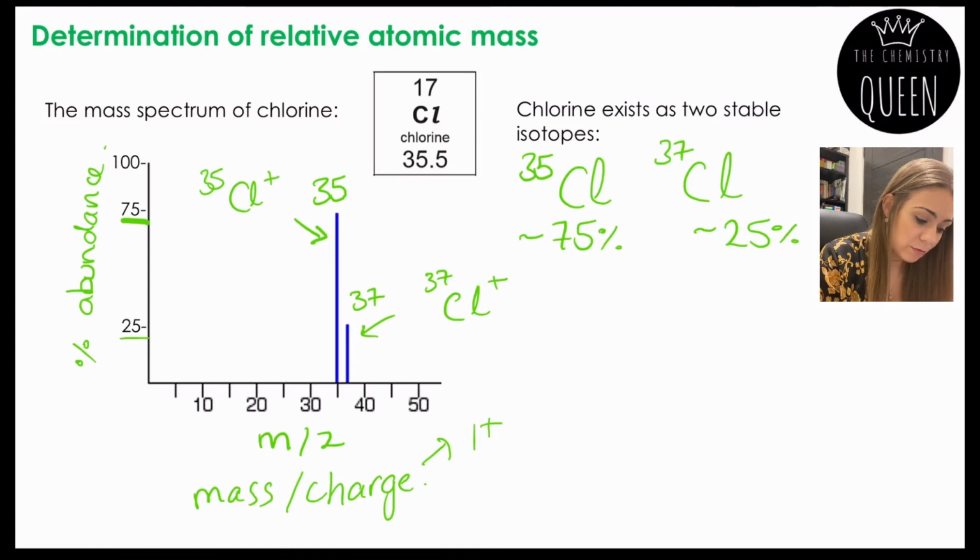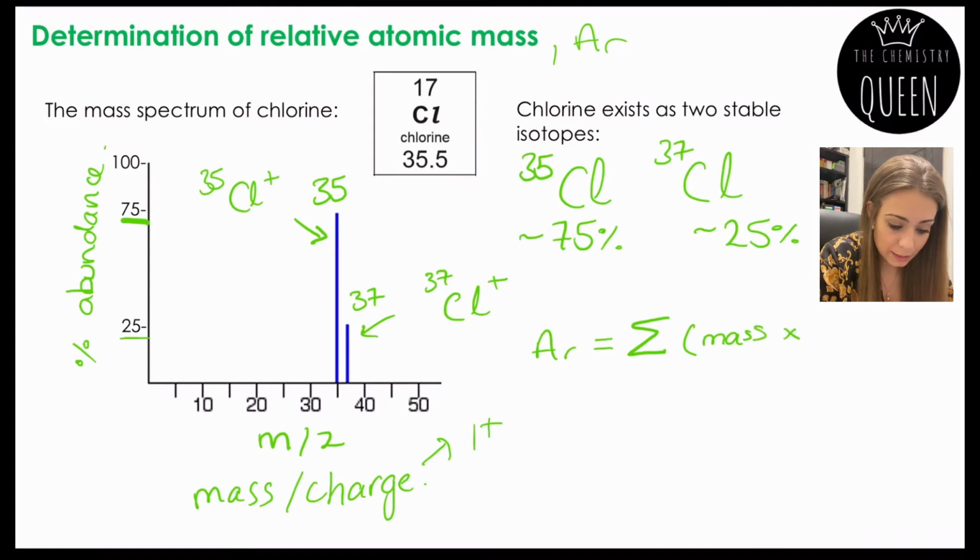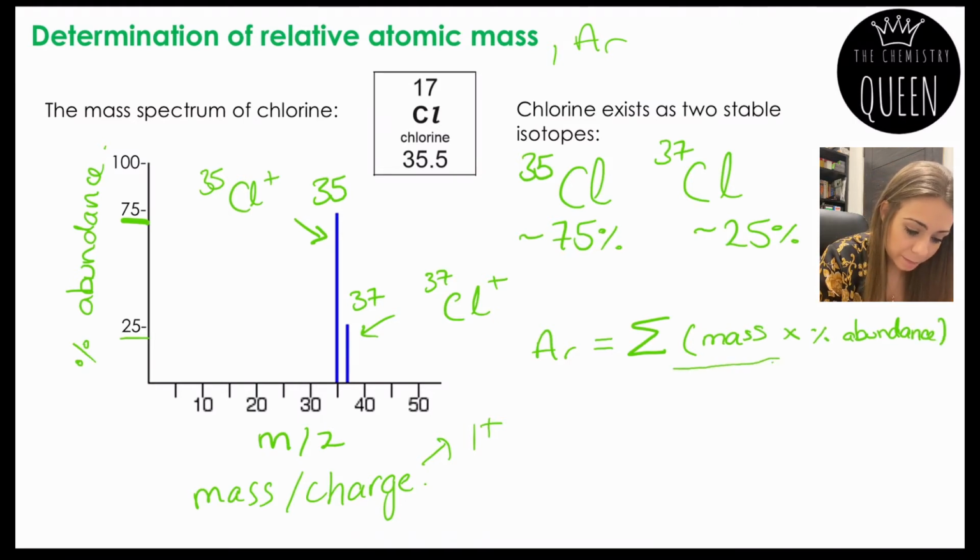Well, to calculate the relative atomic mass, remembering that relative atomic mass has the notation Ar, we take the mass of the isotope and multiply it by its percentage abundance. So it's the sum of all the isotopes, taking their mass and multiplying it by their percentage abundance, and dividing by the total percentage abundance.